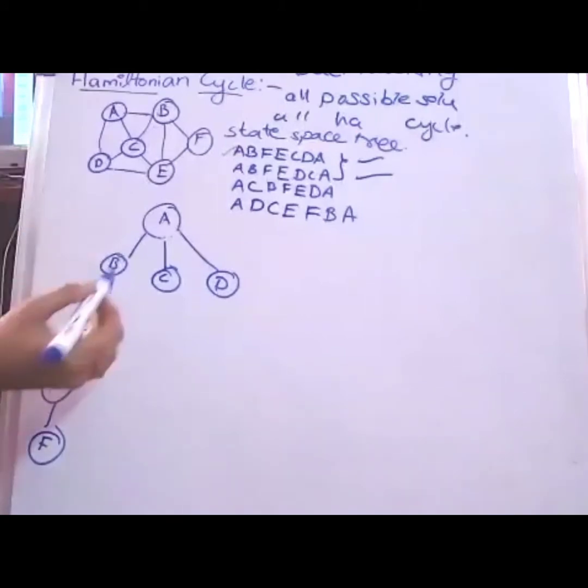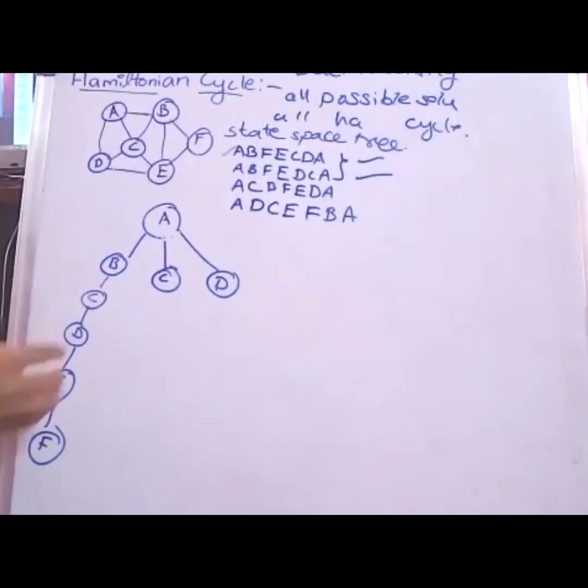Next, I'm checking whether there are any unvisited vertices. No. A is covered, B is covered, C is covered, D is covered, E is covered, F is covered. So from this point I need to go back to A only. If I am going back to A, then only it can be considered a Hamiltonian cycle.